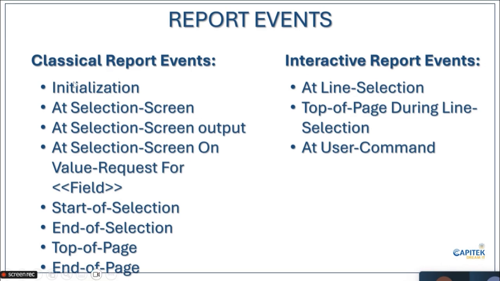Okay. So the events are: initialization, at selection-screen, at selection-screen output, at selection-screen on value-request for field, start-of-selection, end-of-selection, top-of-page, and end-of-page. These are the events under classical report. They'll ask you, tell me the names of the classical report events. This is an interview question. I myself got asked many times when I attended many interviews.